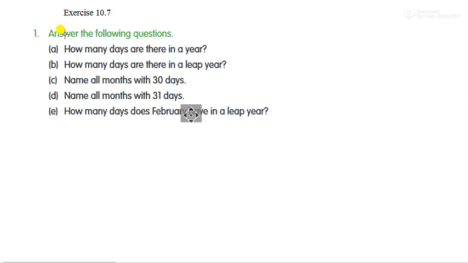Here is exercise 10.7. The first bit: answer the following questions. The first, A bit: how many days are there in a year? There are 365 days. Here B bit: how many days are there in a leap year? It's 366 days.